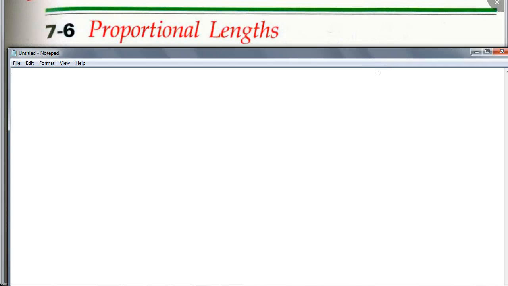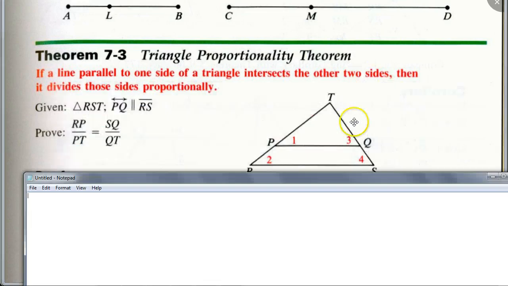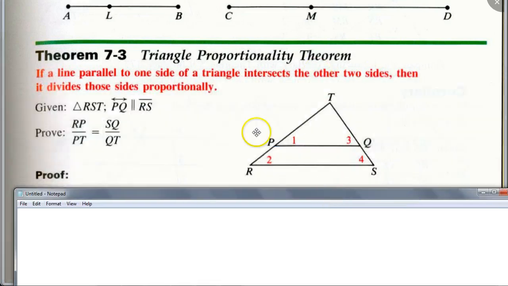So today is day 2 of talking about proportional length. Who remembers what we learned last time, Austin? We learned about the triangle proportionality theorem. Good. So you guys remember the triangle proportionality theorem? Yes. So if you have this triangle, and if PQ is parallel to RS, what do you know about TP over PR? Is equal to TQ over? Good. So you guys remember that?